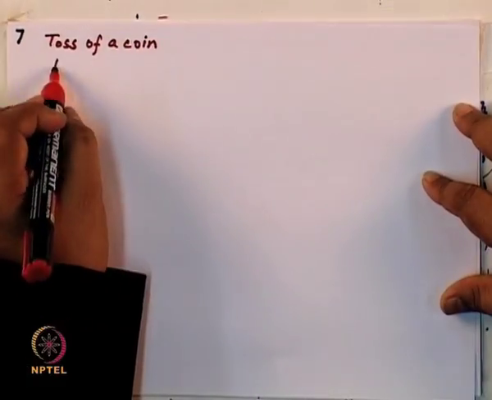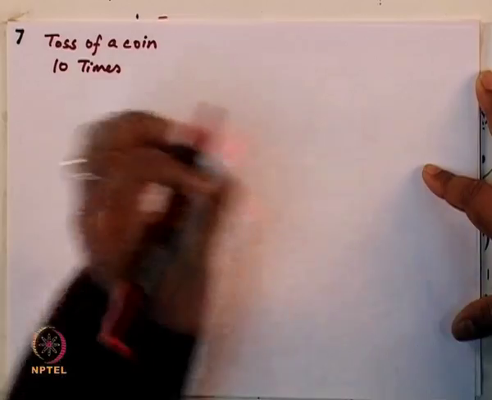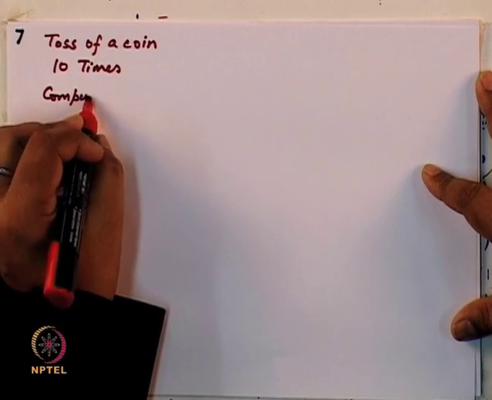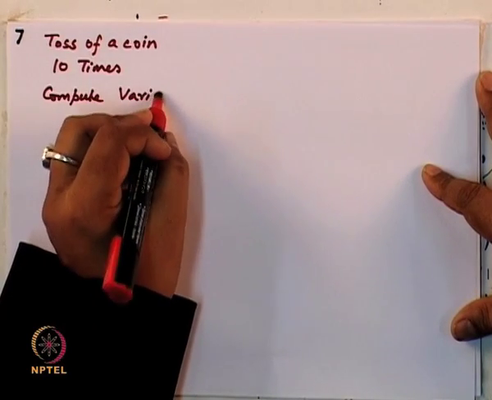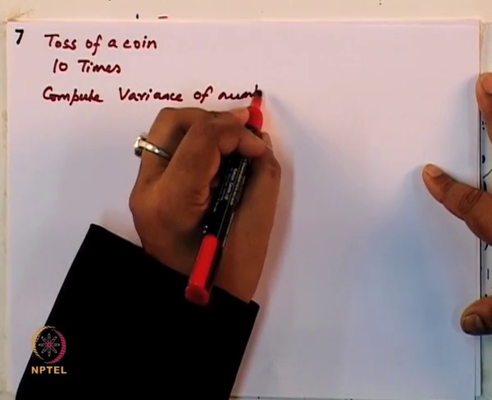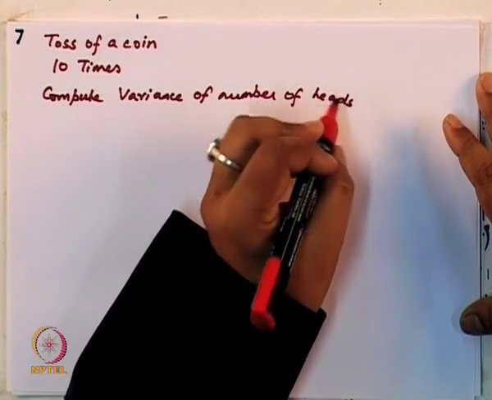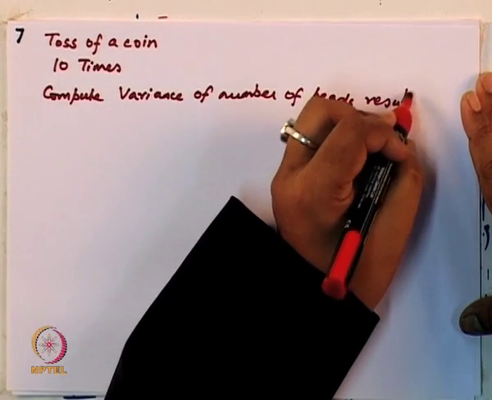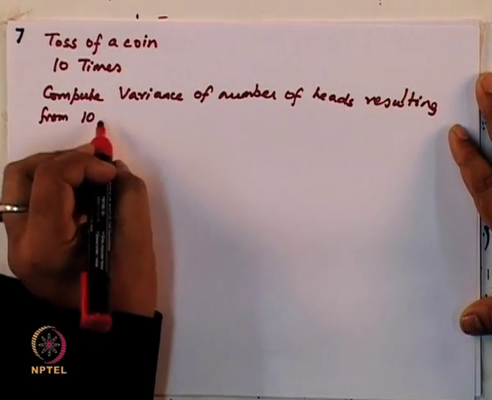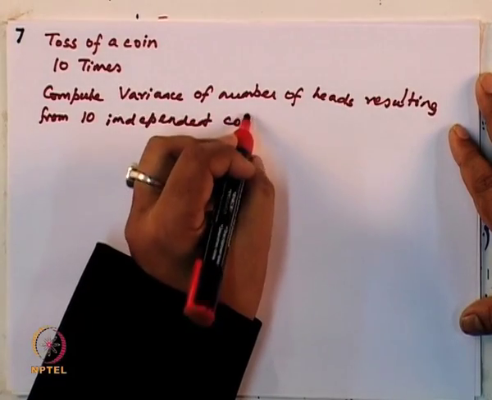And you are tossing it 10 times. So you want to compute the variance of the number of heads, so 10 times of heads resulting from 10 independent coin tosses.